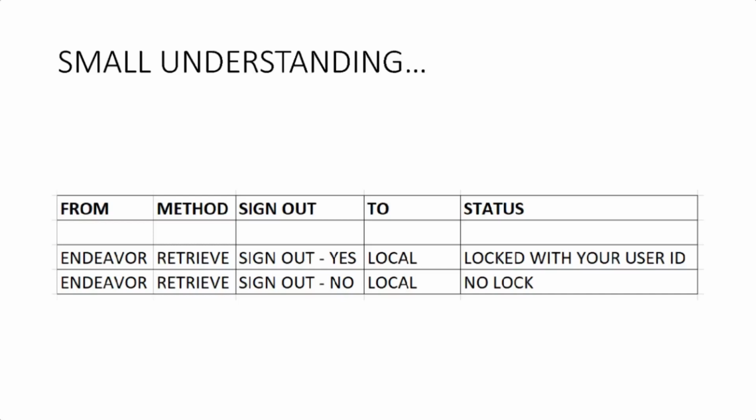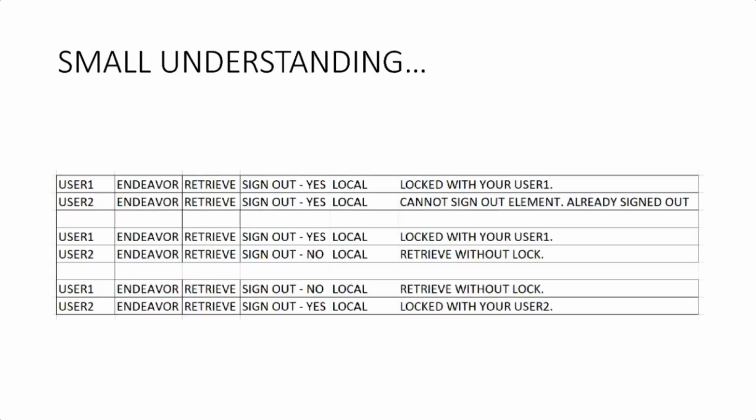Let's take the retrieve method. If you give sign out S, then the element will be locked with your user ID. With sign out no, there is no lock. Here we are taking two users. User one gave sign out S and retrieved, so it is locked with user one. User two tried to retrieve with sign out S, and you will see the alert that the element is already signed out and cannot be signed out.